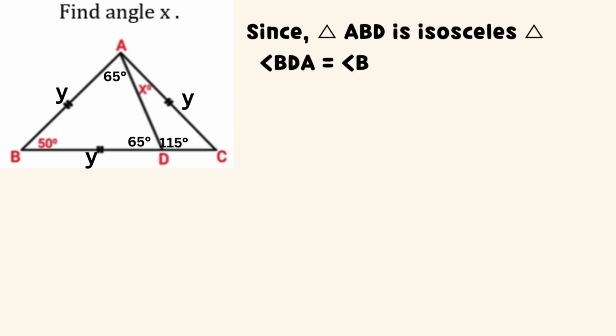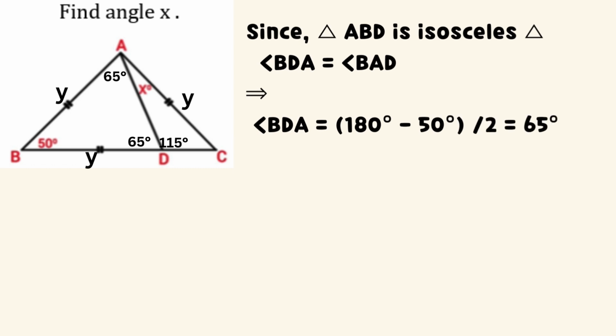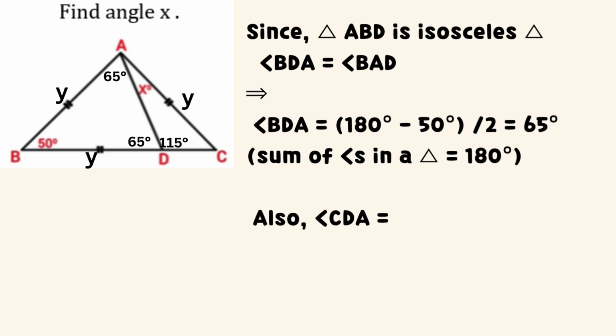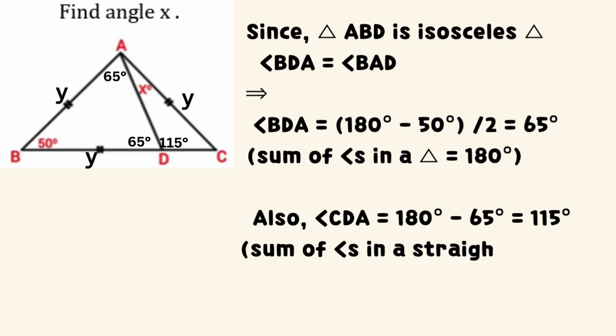since triangle ABD is an isosceles triangle, angle BDA equals angle BAD. Thus, angle BDA equals 65 degrees. It is because the sum of angles in a triangle equals 180 degrees. Also, angle CDA equals 180 degrees minus 65 degrees, which equals 115 degrees. It is because the sum of angles in a straight line equals 180 degrees.